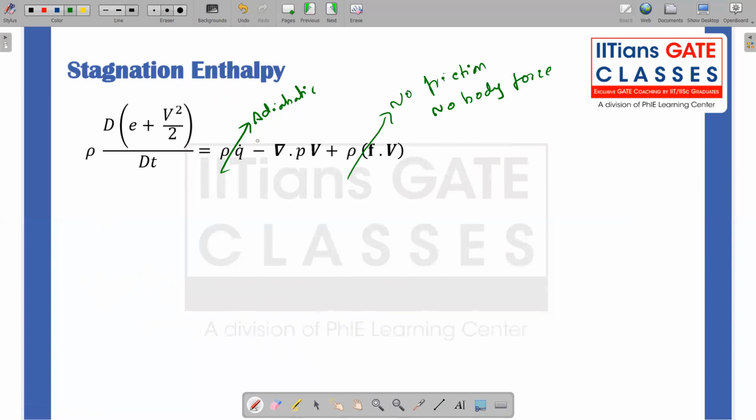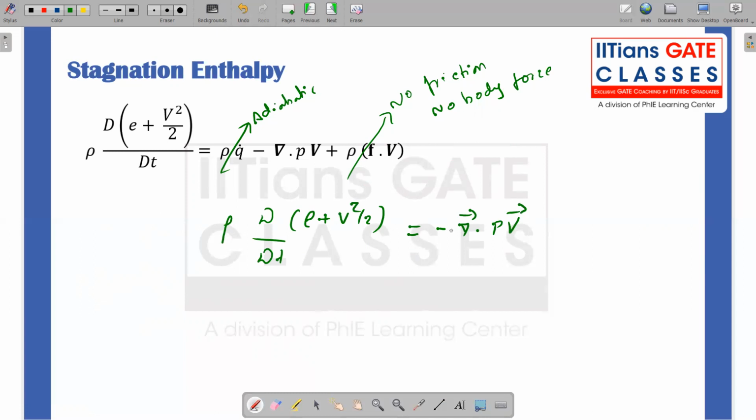That means Q dot is 0. There is no heat transfer. I am assuming there is no friction and no body force. That gives me the force vector F to be 0. So I am left with my energy equation, rho times d/dt of (E + V²/2) equal to minus gradient of PV.